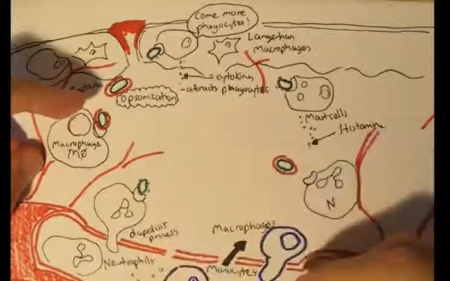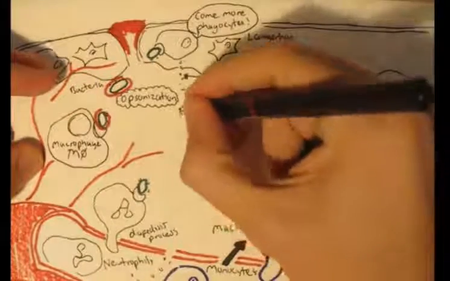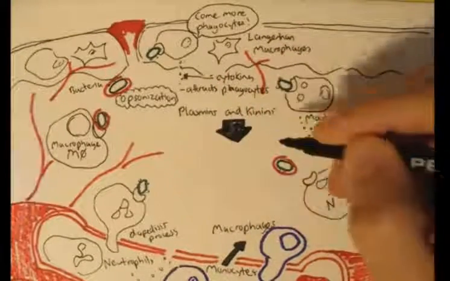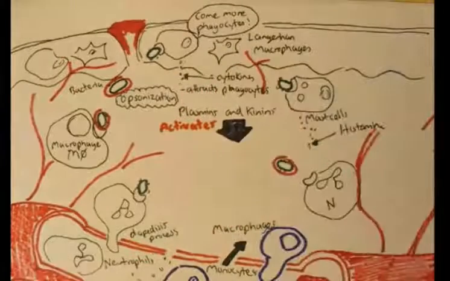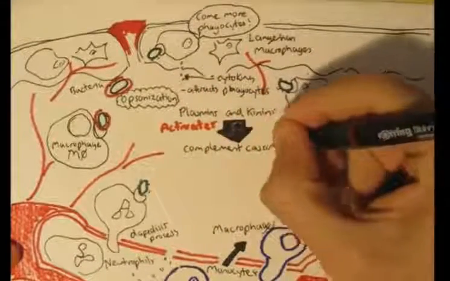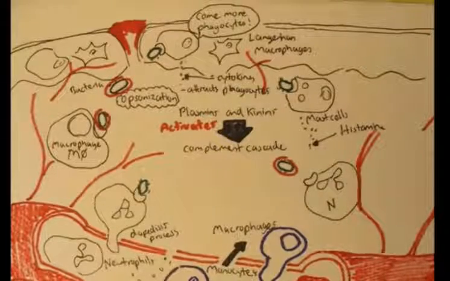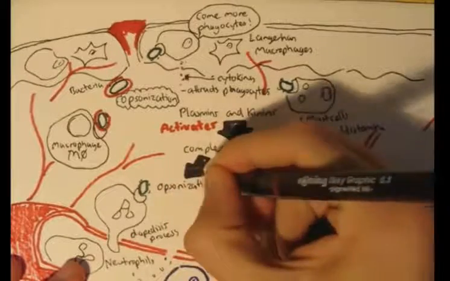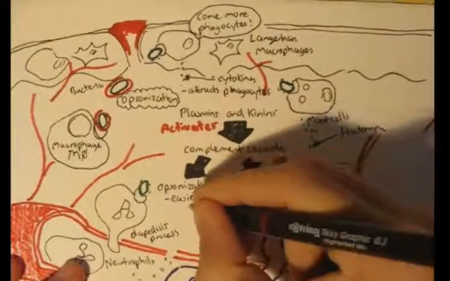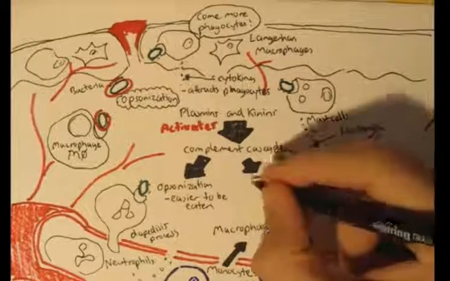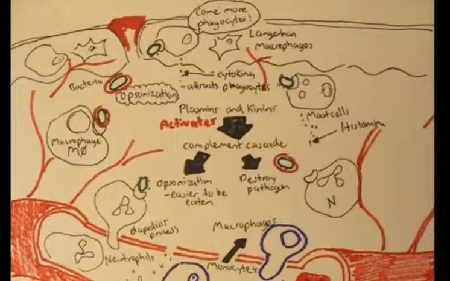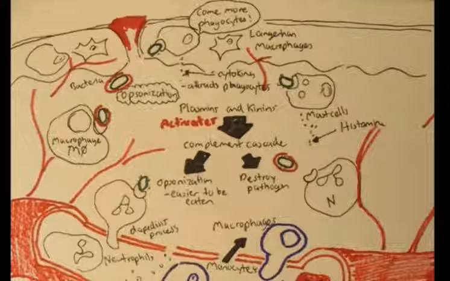So how does opsonization occur? Well, there are proteins in the bloodstream mentioned earlier, the kinins and plasmins, which activate a group of complement proteins, which initiates the complement cascade. Now the complement cascade can then either opsonize the pathogen, allowing it to be easily eliminated by phagocytes, or it can destroy the pathogen by rupturing its membrane. Click on the link to learn more about the complement proteins and how it initiates the complement cascade.